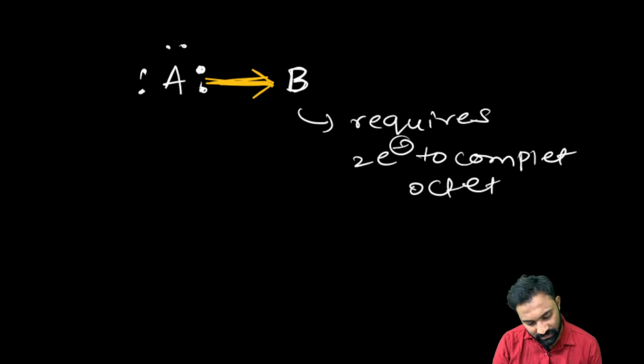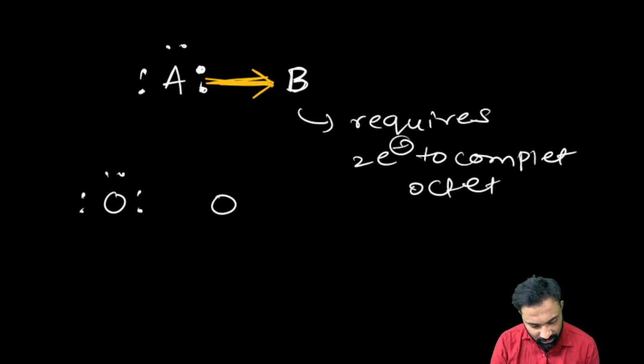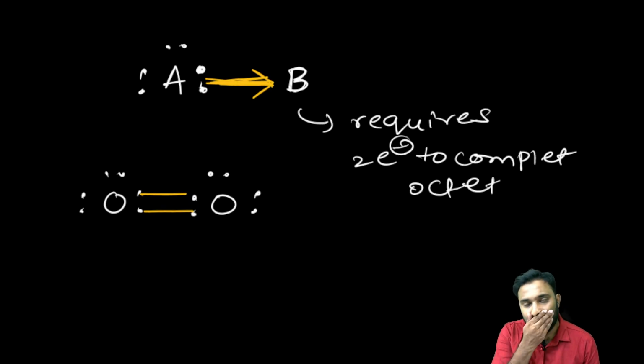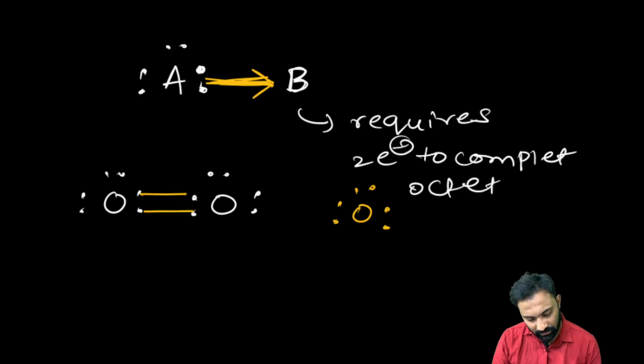Now we'll see a well-known general example for it. Oxygen contains a total of 6 valence electrons, right? Each oxygen will contain 6 valence electrons. Now this oxygen, to complete its octet, requires 2 electrons, so it will form a bond. Now both the oxygens' octets have been completed. Now another oxygen has come to form a bond with the O2, right? This is oxygen number 3, this is oxygen number 2 and this is oxygen number 1.